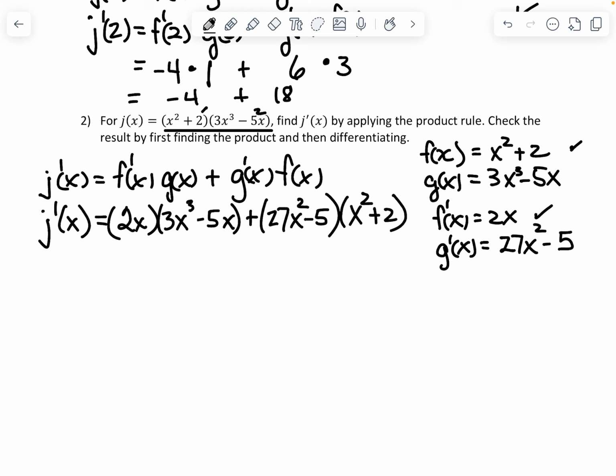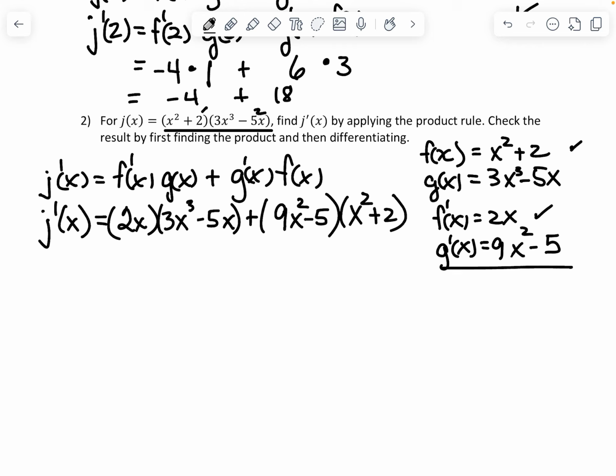I think I might have made a mistake with 3x cubed. So it would be 9. I think I said 27. I've got a mistake here. Let me go back here. That's 27, and it's going to be a 9, 9x squared. Sorry about that. I was looking over it and thought something was not lining up right. Okay, so 9x squared, because looking at 3x cubed minus 5x. Here we go. Sorry about that.